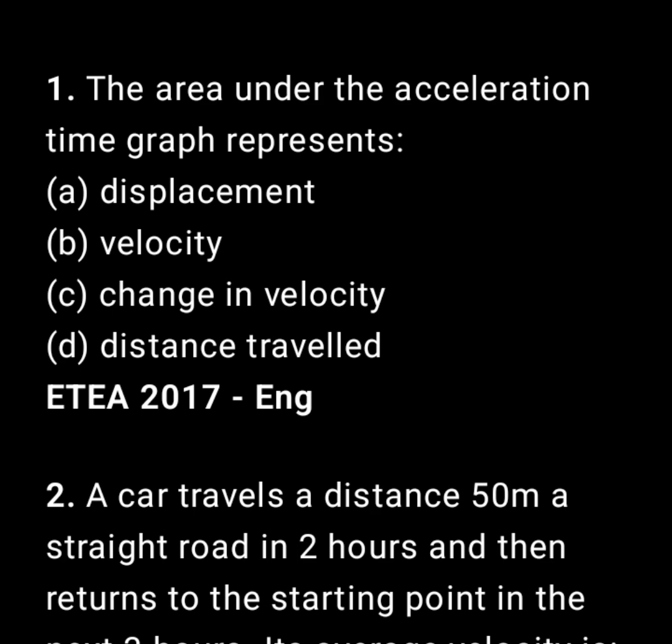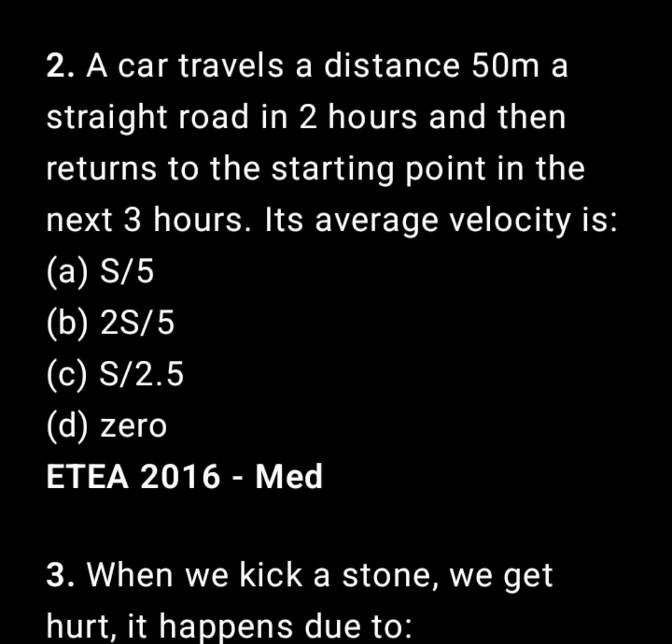1. The area under the acceleration time graph represents A. Displacement, B. Velocity, C. Change in velocity, D. Distance traveled, ETA 2017 Eng.